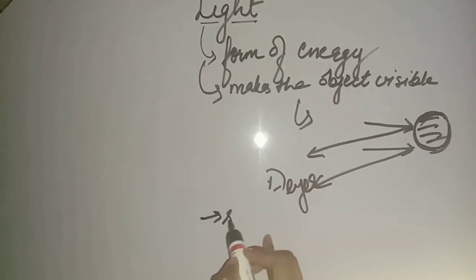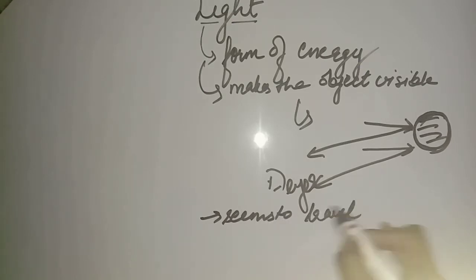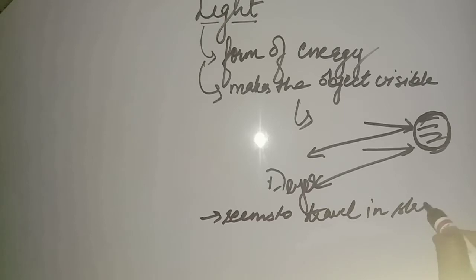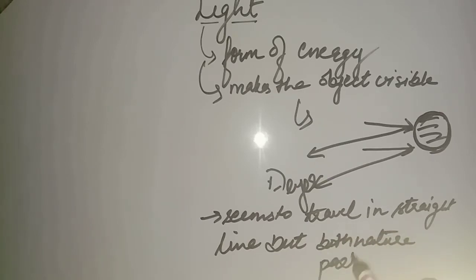Light seems to travel in a straight line. But it exhibits both natures, particle and wave. It acts like both. It acts like a particle and a wave, okay?